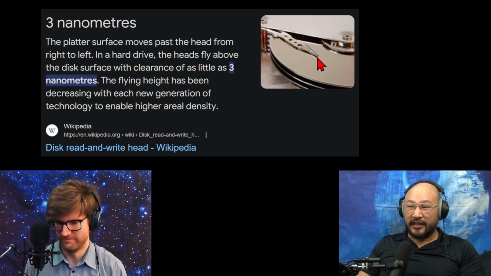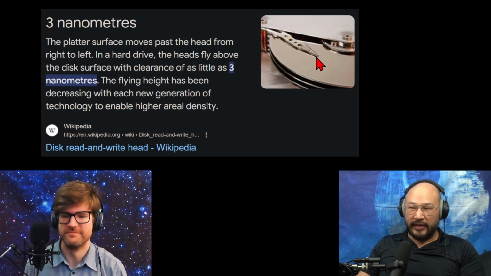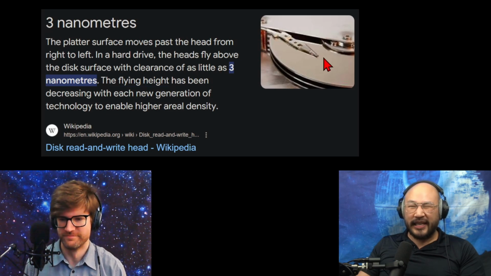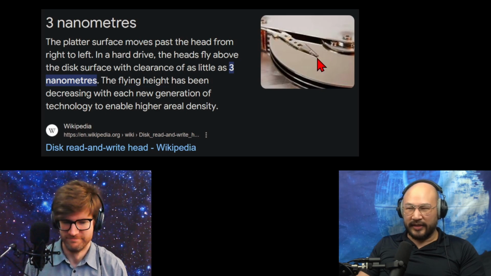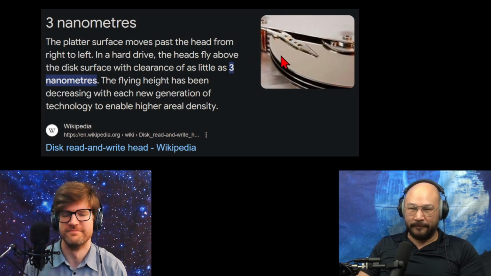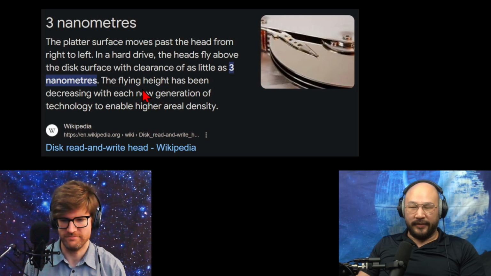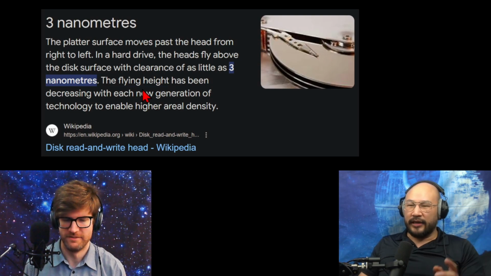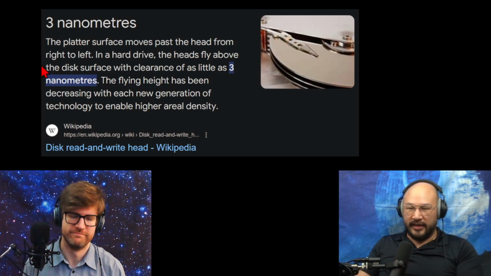This is how close this magnetic read head needs to absolutely just skim across the surface of this platter. This platter has a bunch of magnetic domains. You induce a current. You read it on the magnetic read head. 3 nanometers. Okay, what is a 3 nanometer? I don't think a lot of people live in this space.